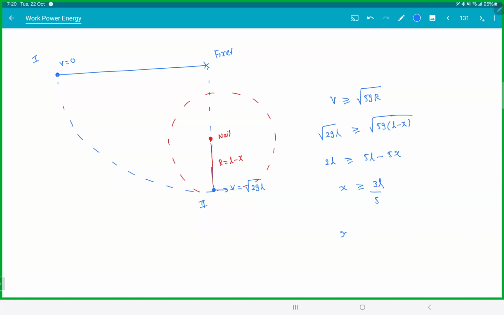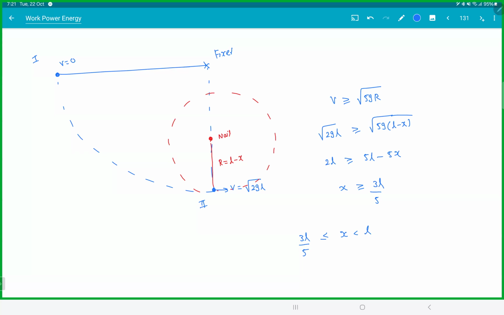So there is a range. So x ka value will lie between L and 3L by 5. You can't be more than L also, no? If you're more than L, it won't hit the nail only. So you have to give a range of answer. 3L by 5 is your minimum value. You can be more than that also.